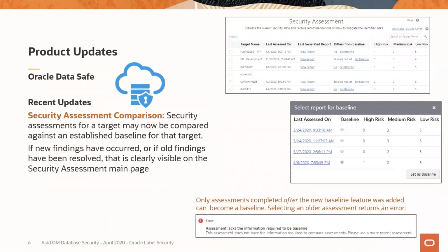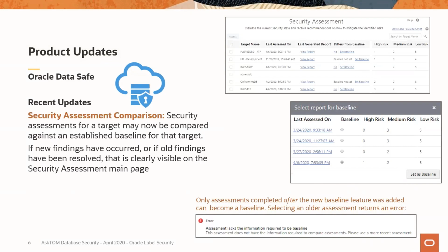Product updates. One of the big updates is that if you are using Oracle Data Safe, on your security assessment page you will now see a new column called Differs from Baseline. What we're doing here is you can take a prior assessment and set that as your baseline, and if later on something changes, the little No that you see there in Differs from Baseline will change to Yes, at which point you can go in and see what has changed.